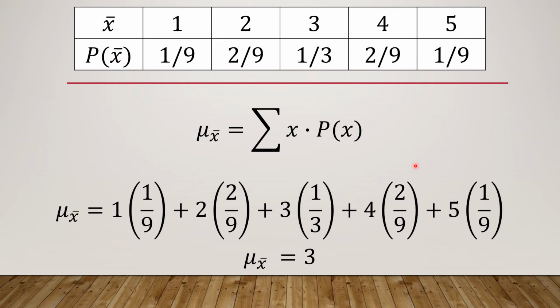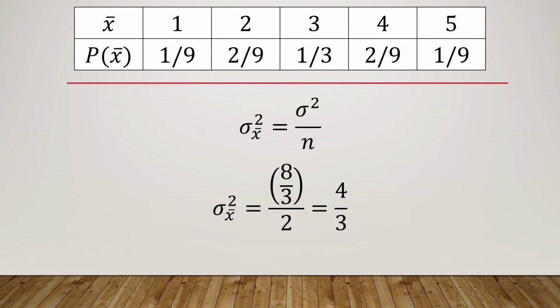So if we compute the mean of the sampling distribution, we have here the sampling distribution. Computing the mean, 1 times 1/9 plus 2 times 2/9, and so on, we can also obtain 3. So it goes to show that the mean of the population is equal to the mean of the sampling distribution.